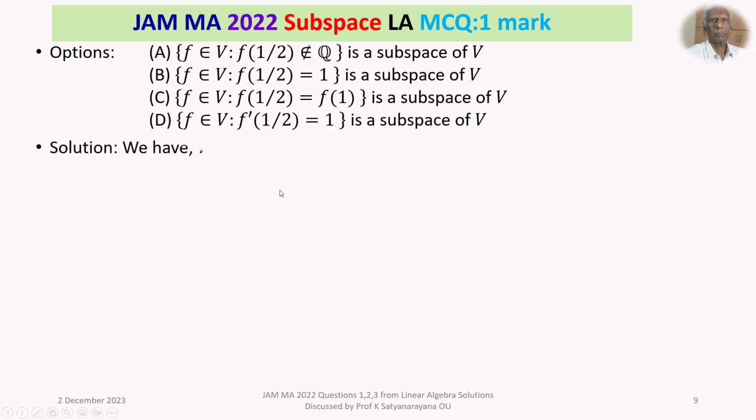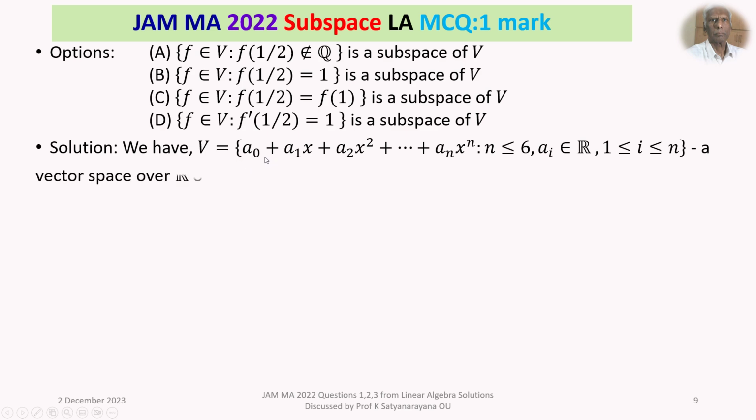Now we have V, the set of all polynomials a0 plus a1x plus a2x square and so forth up to an x to the power of n, where n is less than or equal to 6, because the degree is at most 6. The coefficients ai are all coming from the real field. It is a vector space over the field of real numbers, and its dimension is 7. It's a very well known result.